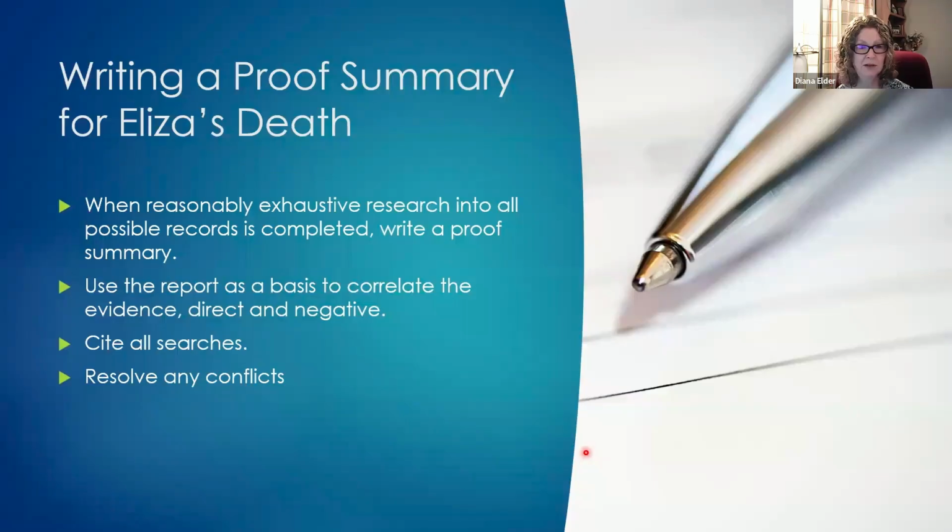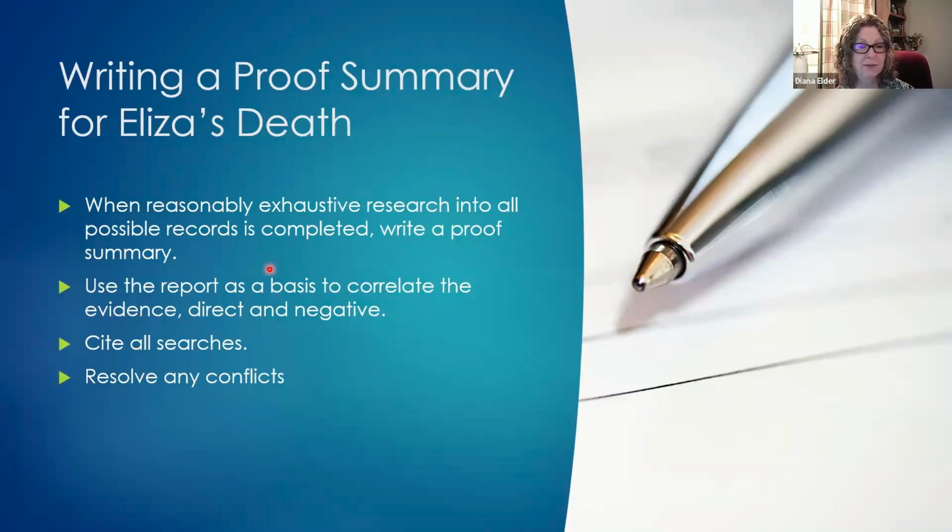And then when you actually want to write a proof summary, in this case, this probably wouldn't need to be that long. I would imagine this could be written up in a couple of pages, and you could put a lot of information just in the footnotes, maybe even just one page. But when you feel like you have really done that reasonably exhaustive research, which is what we need for proof, and remember, it's all the possible records for this specific research question about her death, when we feel like that's completed, then we can write.